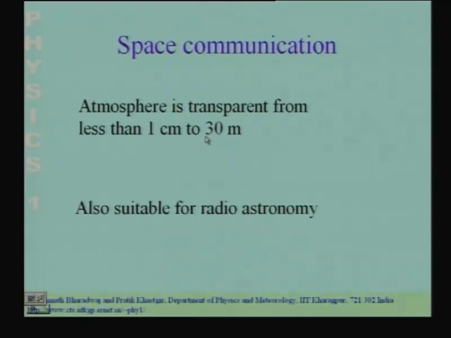The radio waves larger than 30 meters are reflected by the ionosphere, which is there in the upper atmosphere of the Earth. They are reflected back, and this reflection prevents it from being used for space communication, but it has important applications if you want to use this reflected wave for communicating on Earth.